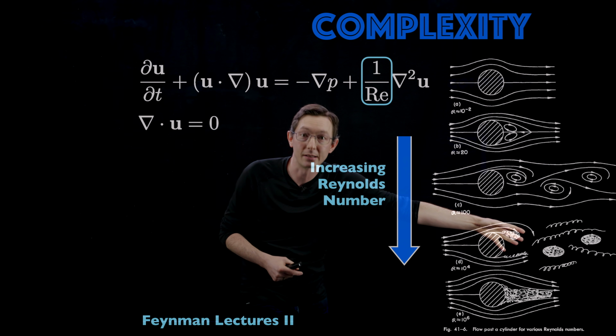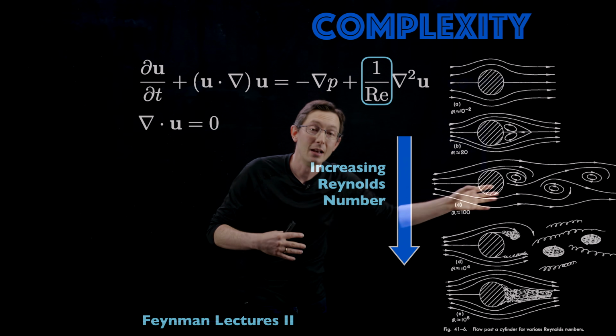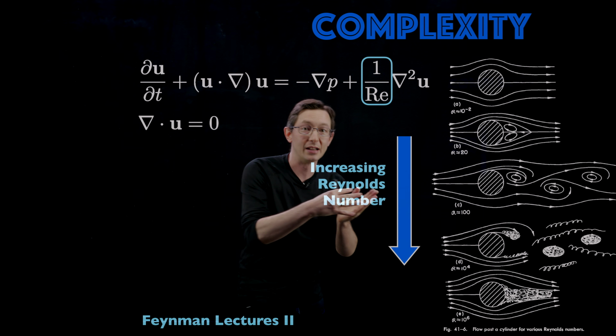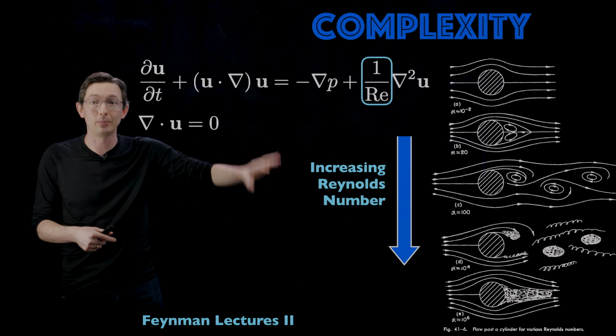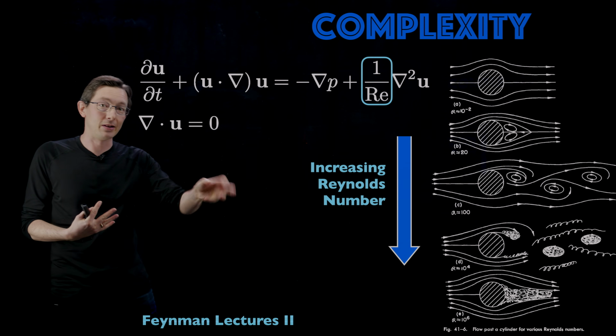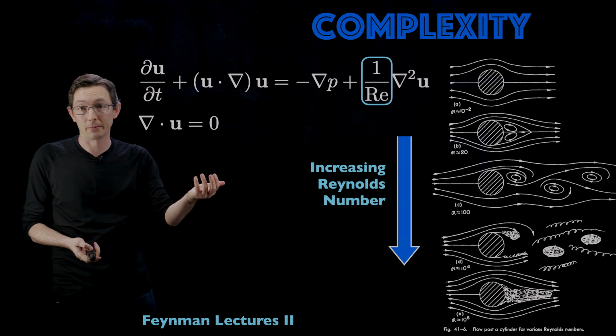Then it becomes turbulent, like the flow over Richieri Island. And then eventually it becomes turbulent and kind of reattaches. So you get this incredible range of complexity just by varying this one parameter, the Reynolds number.